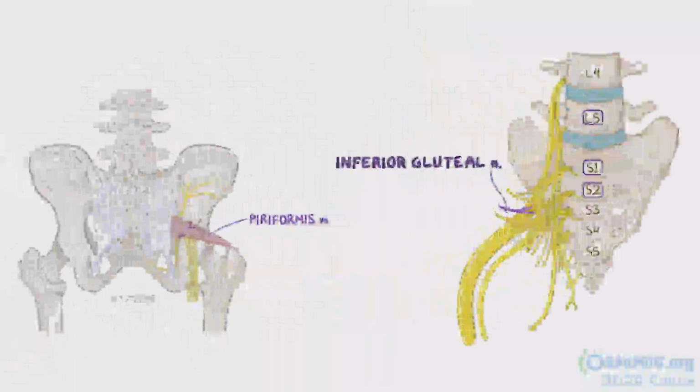Here's a memory trick. The relations of these nerves to the piriformis muscle correspond to their names. The superior gluteal nerve passes above the piriformis, and the inferior gluteal nerve passes below the piriformis.